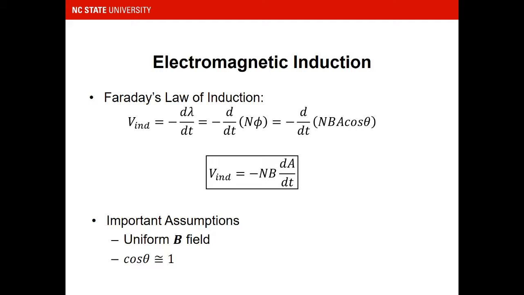Here, N represents the number of wire turns per coil, B is the magnetic flux density external to the coil, and A is the coil's cross-sectional area. From the boxed formula, we see that the only time-varying parameter is the flux-linked area of the coil.